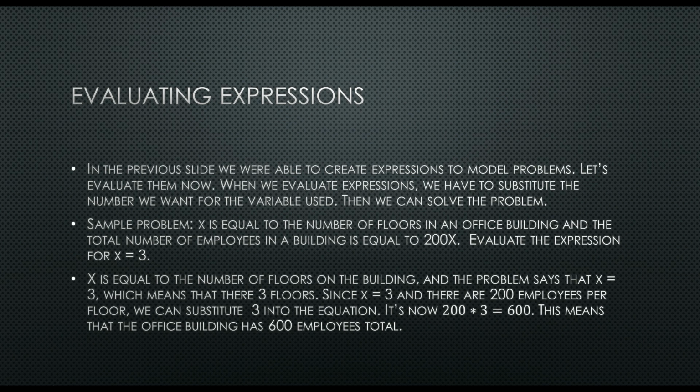So x is equal to the number of floors in the building, and the problem says that x is equal to 3, which means that there are 3 floors. Since x is equal to 3, and there are 200 employees per floor, we can substitute 3 into the equation. So it's now 200 times 3 is equal to 600. This means that the office building has 600 employees total.